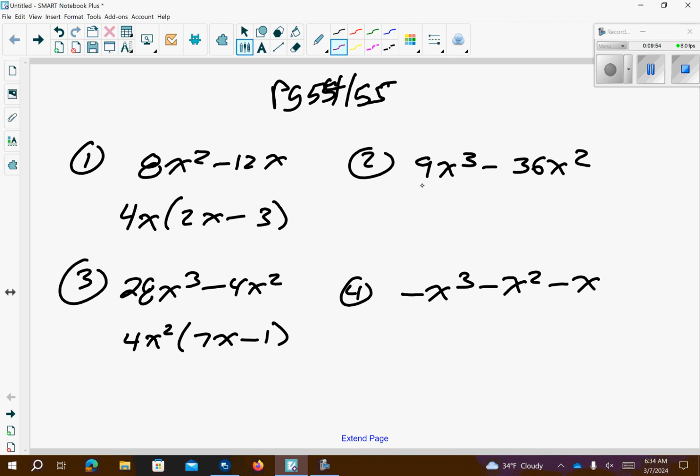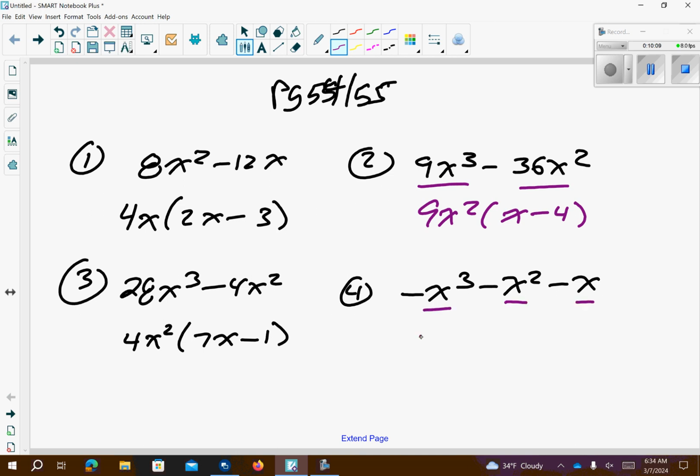All right, for number 2, I can factor a 9x squared out of both of those. That leaves me x minus 4. You can double check. You can go 9x squared times x is 9x to the third. 9x squared times negative 4 is negative 36x.